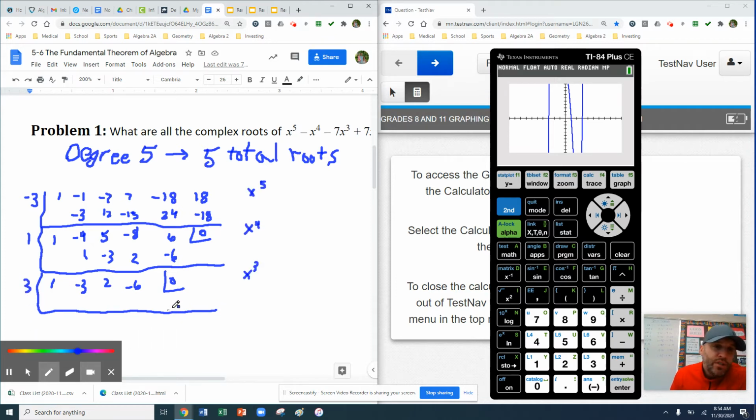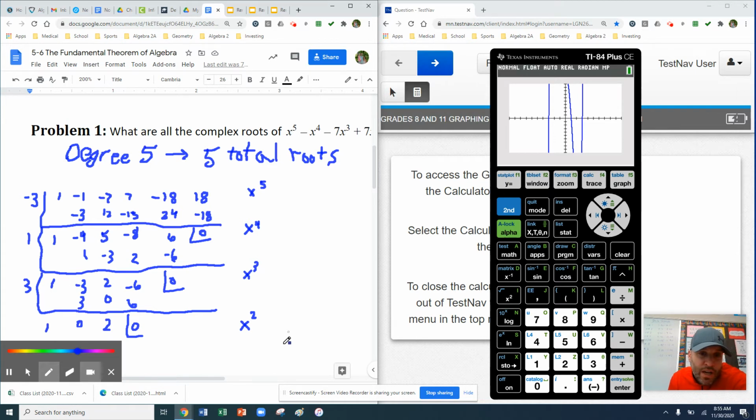As we're dividing out these linear factors, our polynomial degree keeps getting lowered by 1. So I started out with an x to the fifth. I divided out -3, I get down to an x to the fourth. I divide out the 1. Now I'm going to divide out the 3, which is going to bring us down to an x squared, which is a quadratic, which going back to chapter 4, we have many methods to solve.